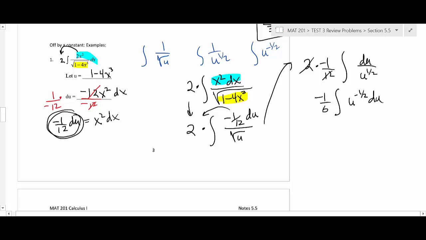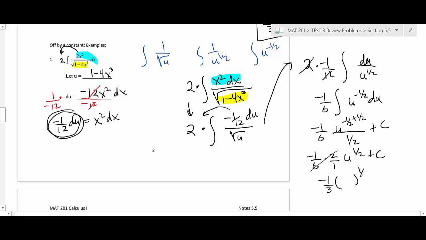Okay, now you can do the power rule to do that. So if we do that, we have negative 1/6. Add 1 to the exponent, so that's negative 1/2 plus 1, the result of that's a half, so we divide by a half, like that. That's power rule. So what I have is negative 1/6. If I divide by a half, I'm multiplying by 2. Then I've got u to the 1/2 plus c. Okay? This will reduce down to 1/3, so it's negative 1/3.